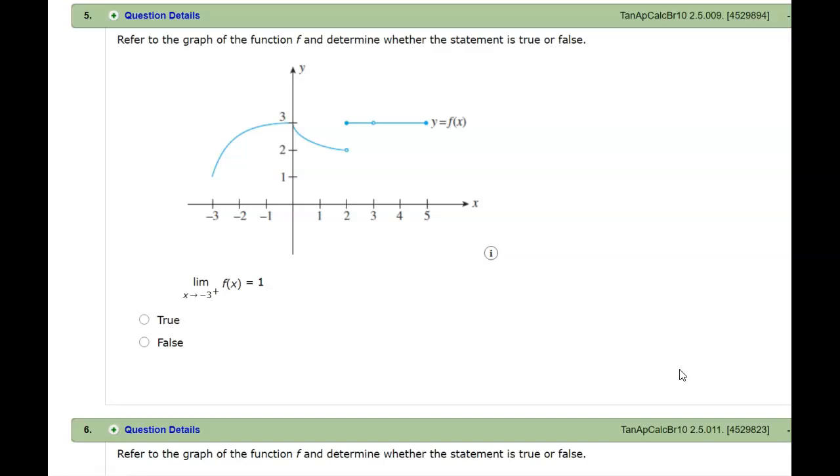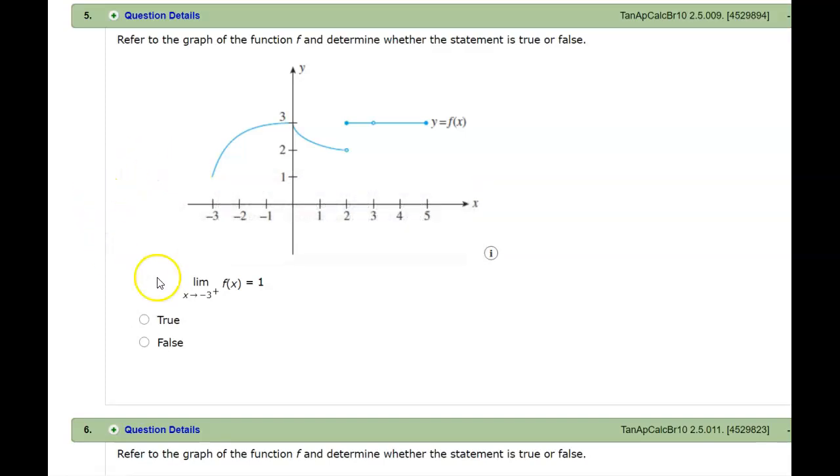When you take the test, you'll have a graph that has a bunch of strange features on it, kind of like this one. It could have a vertical asymptote on it too. And you'll have to analyze function values and limits. So this one says negative 3 from the right. Negative 3 is here. There is no left limit because you can't get there from this side of the graph. So the left limit does not exist.